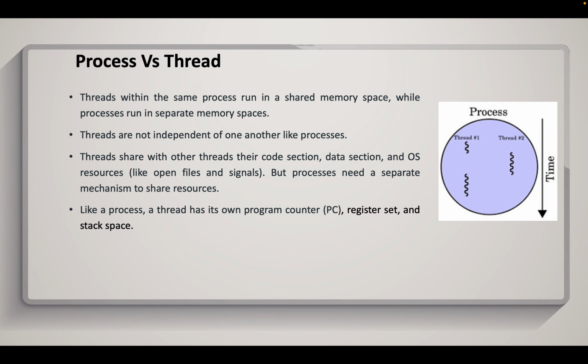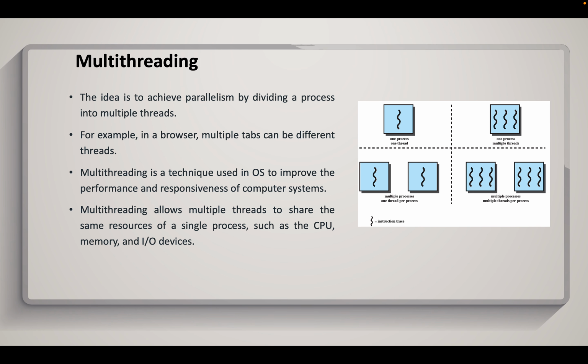Threads are not independent of one another like processes. Threads share with each other their code section, data section, and OS resources. Like a process, a thread has its own program counter, register set, and stack space. Multi-threading is the idea of achieving parallelism by dividing a process into multiple threads.